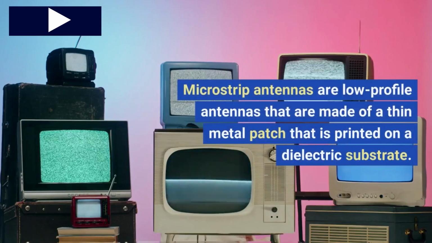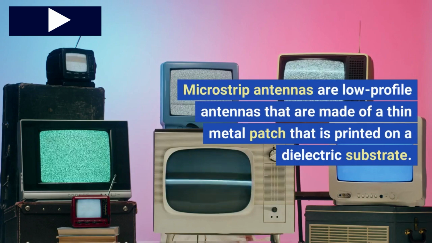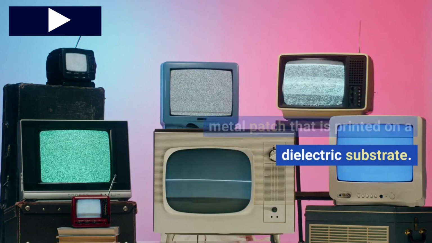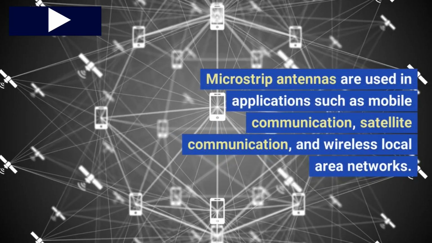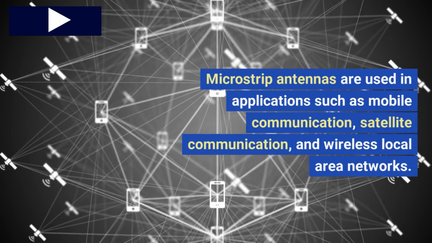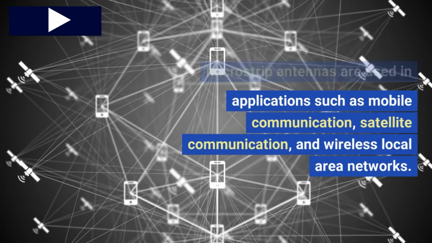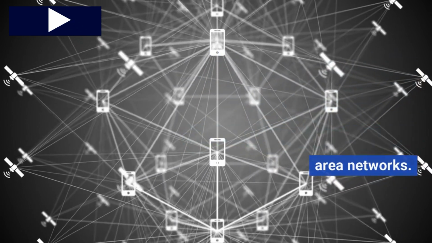Microstrip antennas. Microstrip antennas are low-profile antennas that are made of a thin metal patch that is printed on a dielectric substrate. Microstrip antennas are used in applications such as mobile communication, satellite communication, and wireless local area networks.